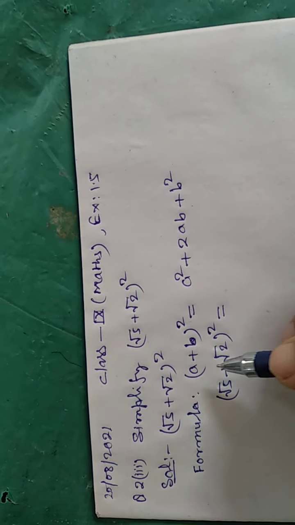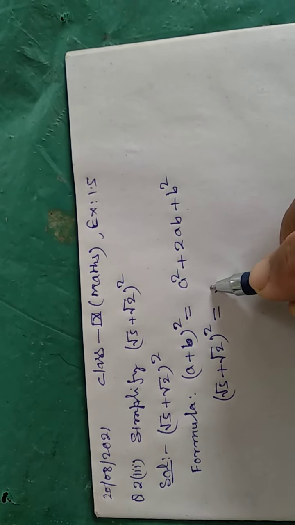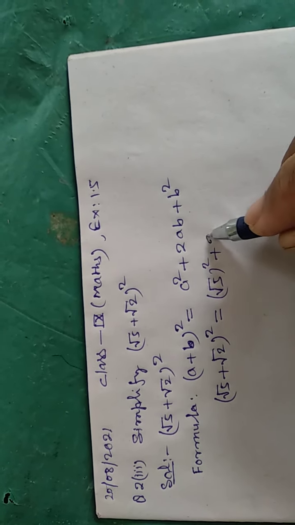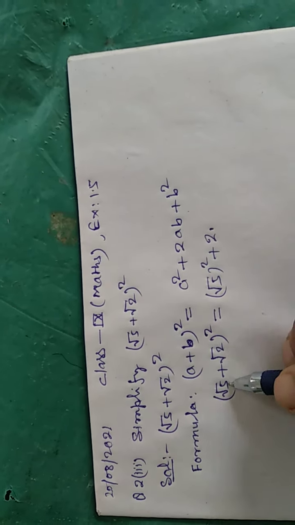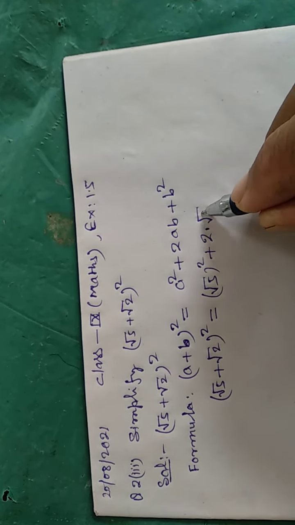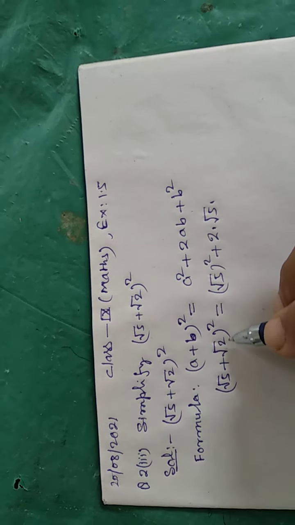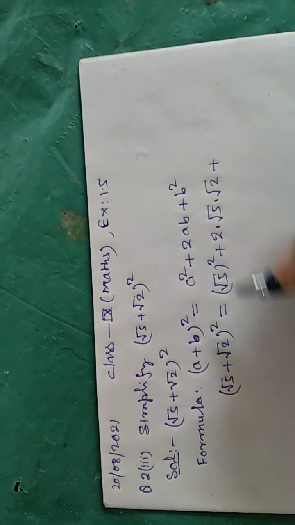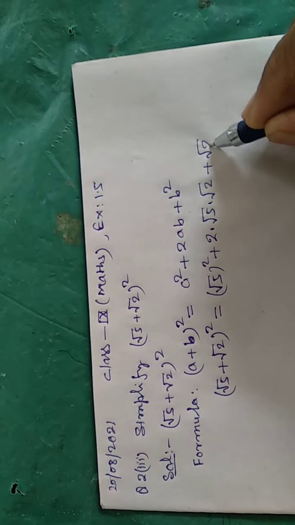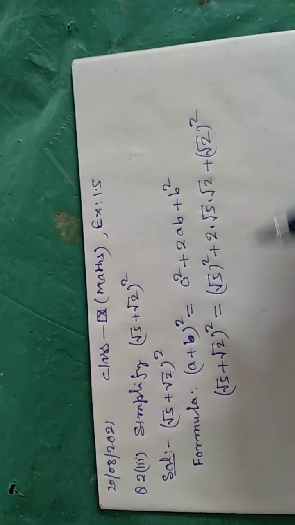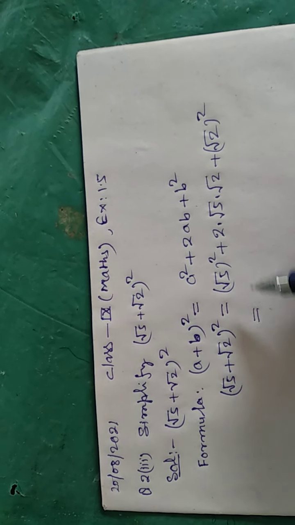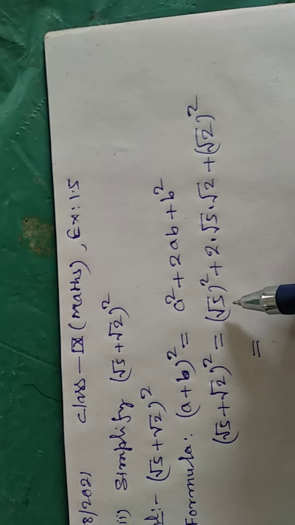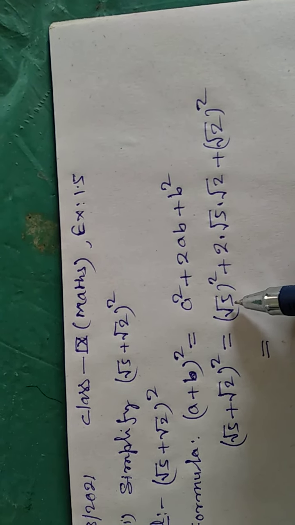Now for a, you will write (root over 5) whole square plus 2 into a, root over 5, into b, root over 2, plus b square, (root over 2) whole square. When you make the square of a root term, that term will be free from the root. That means it becomes 5.